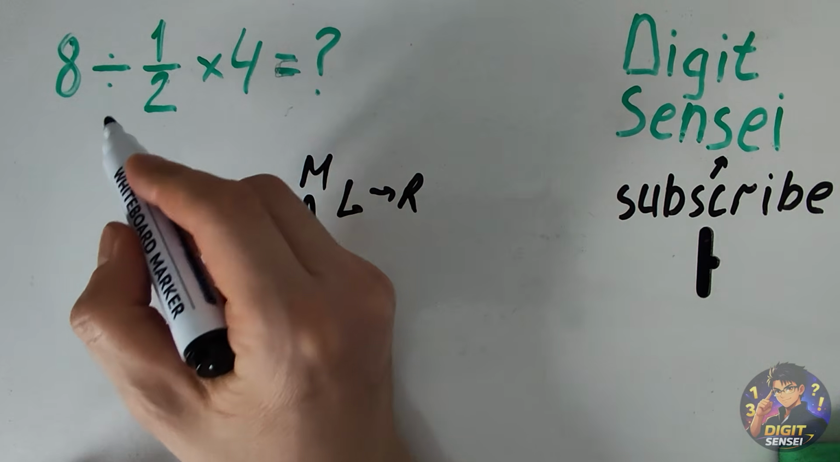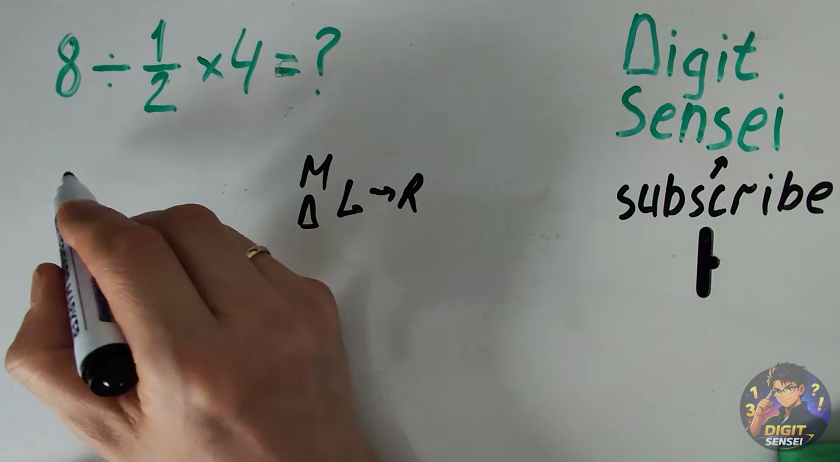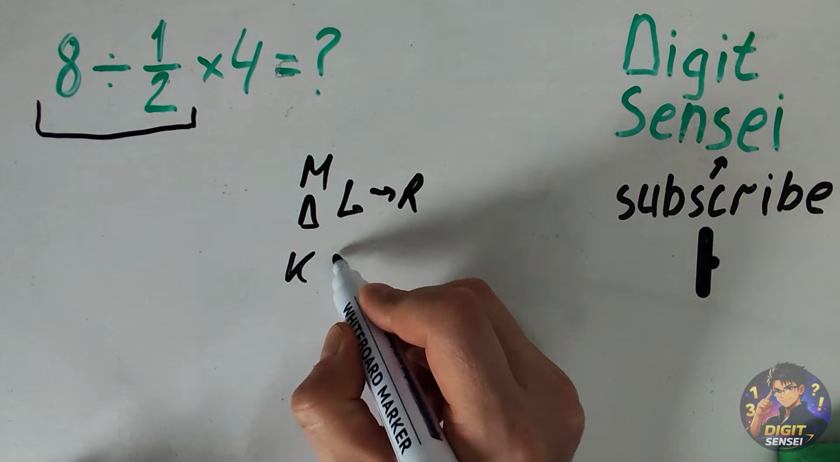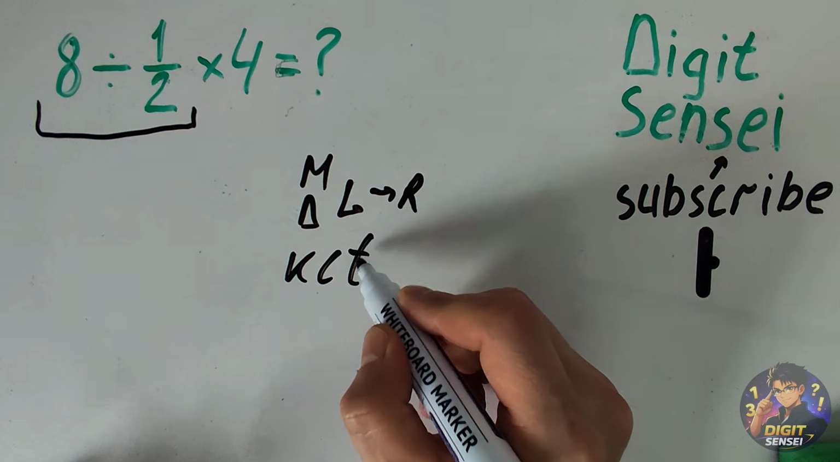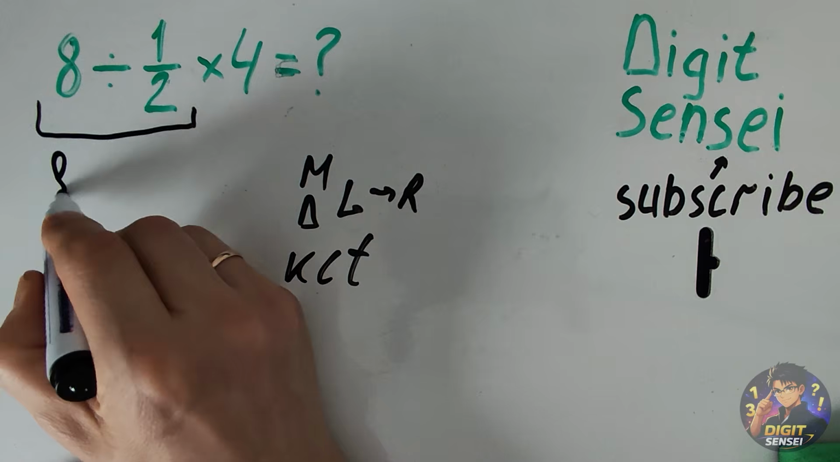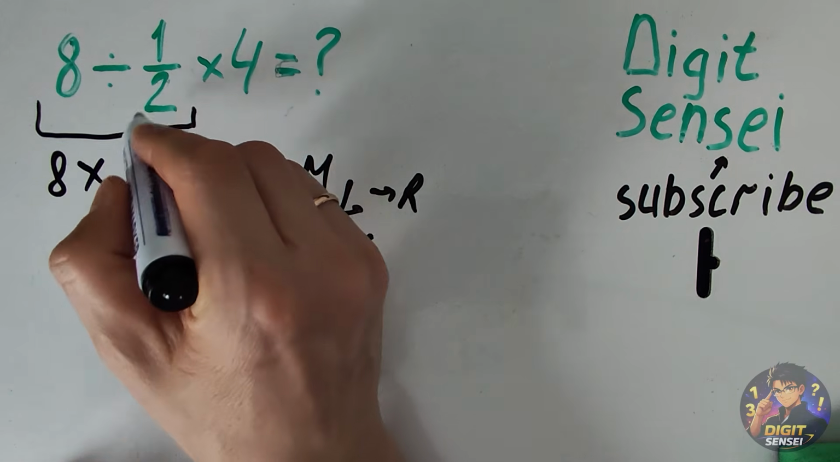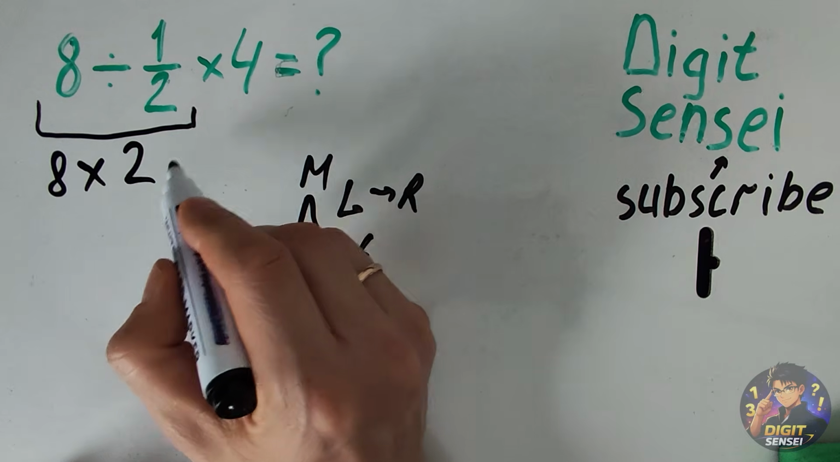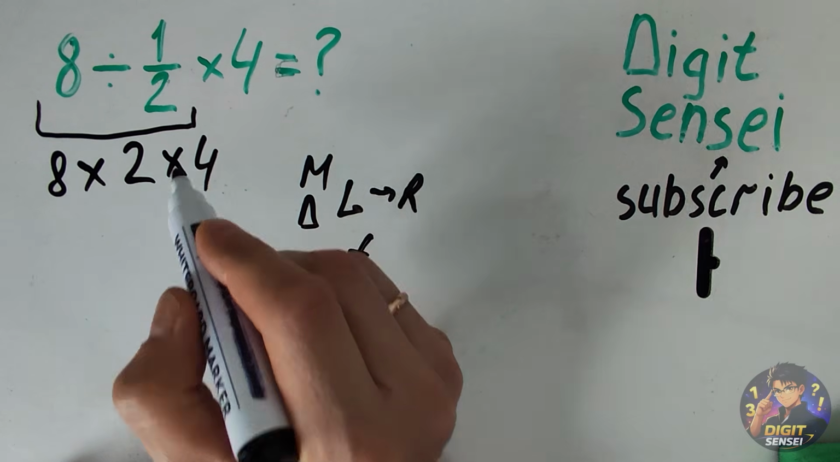So first we have to do this division. 8 divided by 1 over 2. According to the KCF rule, K stands for keep, C stands for change, and F stands for flip. We can write keep the first fraction, change division to multiplication, and flip the second fraction. So 8 times 2, then times 4.